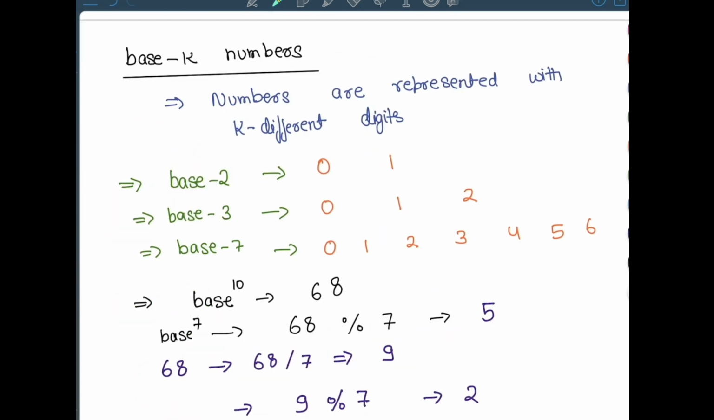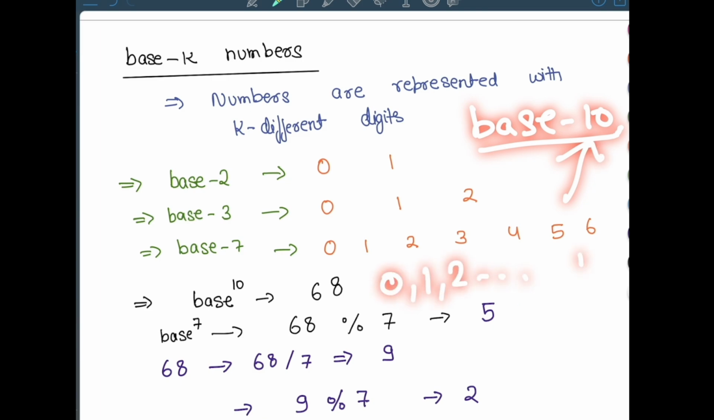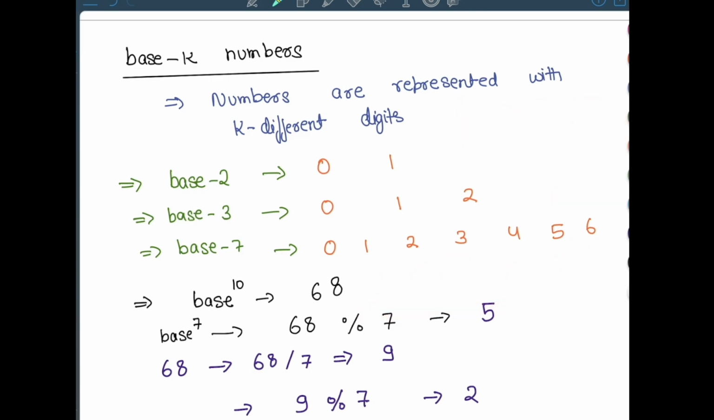Okay, let's try to understand what a base k number is, because that's very important to understand. This question is all about base k numbers, right? So base k numbers are those numbers which are represented with k different digits. For example, if I say base 10, what is a base 10 number? These are the normal decimal numbers we know about, right? In decimal numbers, there are a total of 10 different digits, 0, 1, 2, up to 9. We have 10 different digits in a decimal number and that is why it is called a base 10 number.